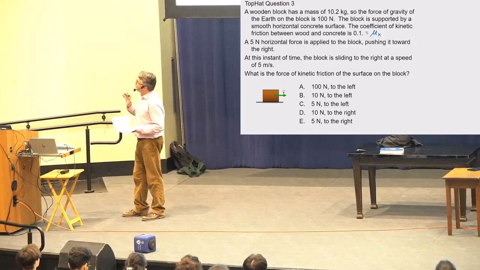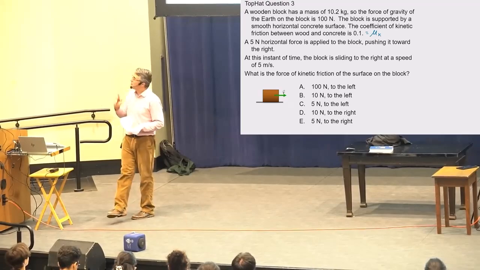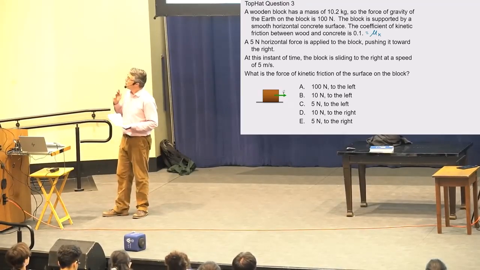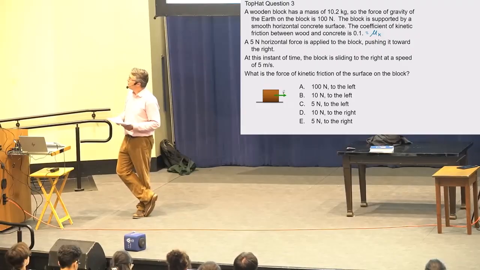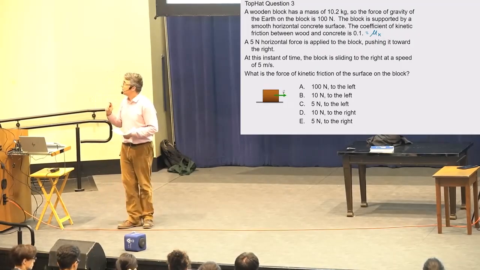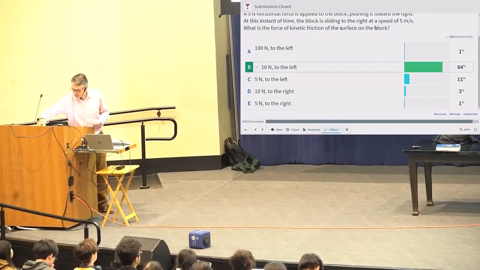A 5 newton horizontal force is applied to the block, pushing it towards the right, and at this instant the block is sliding to the right at a speed of 5 meters per second. What is the force of kinetic friction of the surface on the block, both magnitude and direction? 84% of you answered 10 newtons to the left, which is also what I liked.